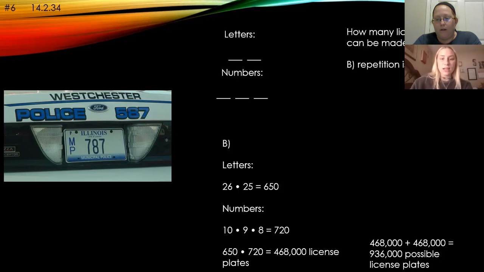But like Heather said in the previous, you have to have 2 letters and 3 numbers, or 3 numbers and 2 letters. So that means you have to add 468,000 plus 468,000, and that gives you 936,000 possible license plates. Which is a lot.